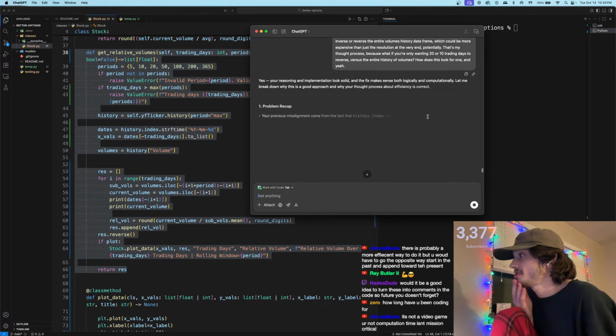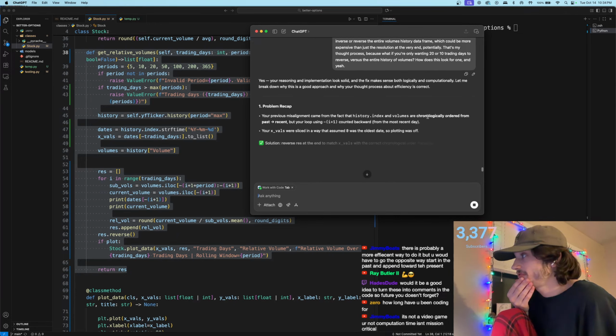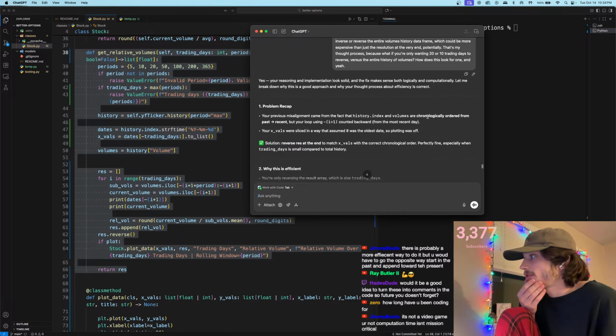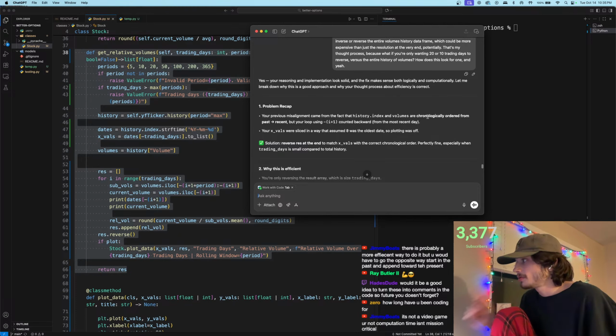Yes, your reasoning and implementation look solid and the fix makes sense. Your previous misalignment came from the fact that history.index and volumes are chronologically ordered from past to recent, but your loop using i plus 1 negative counted backwards from the most recent day. Your x values were sliced in a way that assumed 0 was the oldest date, so plotting was off. Reversing res at the end matches the x values to the correct chronological order.